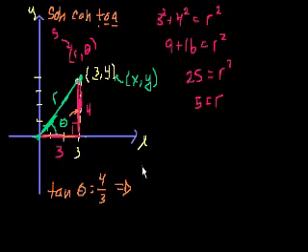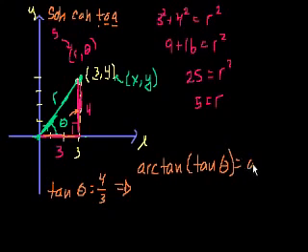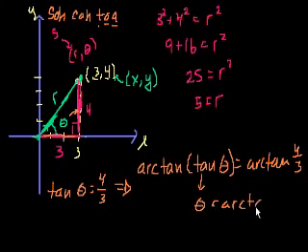You could write it as the arctan of the tangent of theta is equal to the arctan of 4/3. And this, of course, the arctan of the tangent, is the same thing as the inverse tan of the tangent of theta. This is just equal to theta. That just simplifies to theta is equal to arctan of 4 over 3.